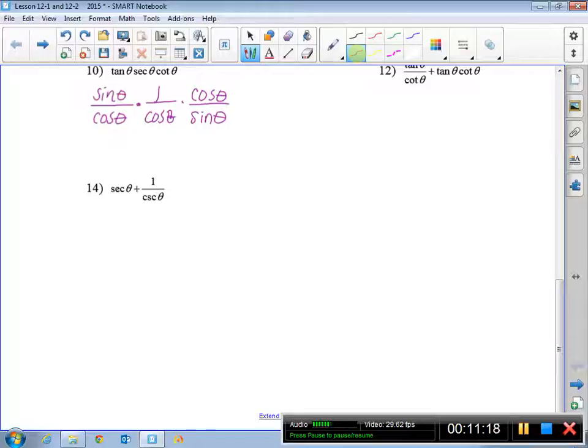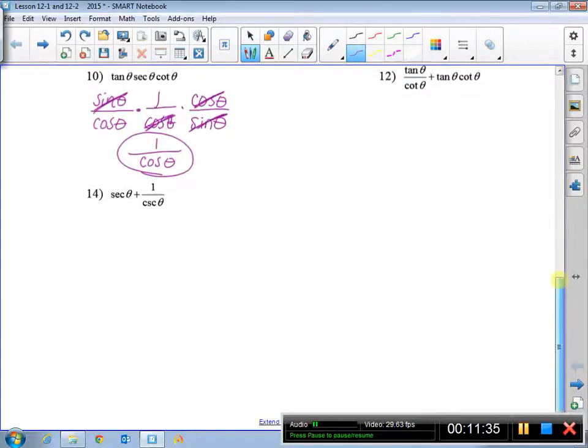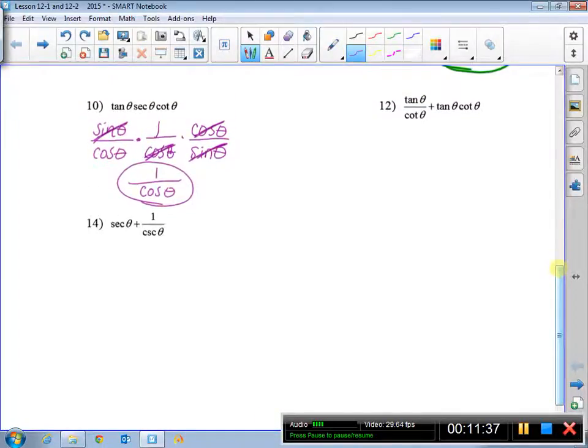Lots to reduce here. There's a cosine with a cosine, a sine with a sine. Multiplying across the top, we get 1. Multiplying, well, the only thing left on the bottom is cosine. So that is 1 over cosine. Excellent. Number 12. I'm going to get a little more complicated here. I have tangent over cotangent. So let's see, we could do this a couple different ways.